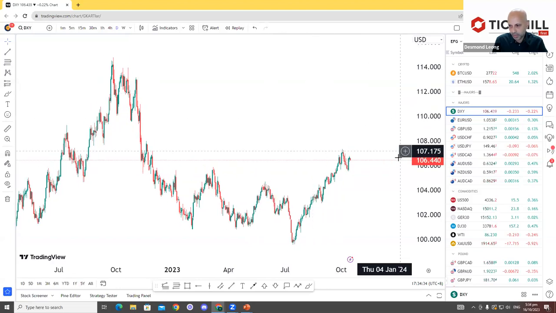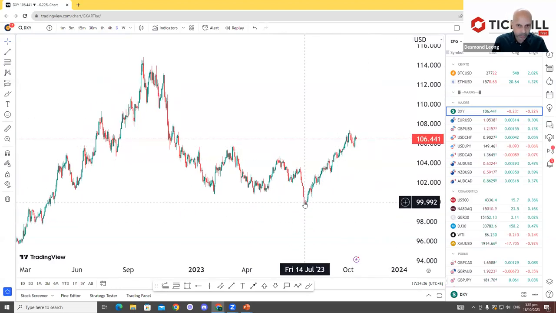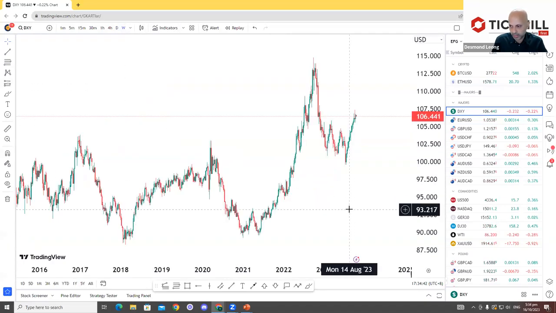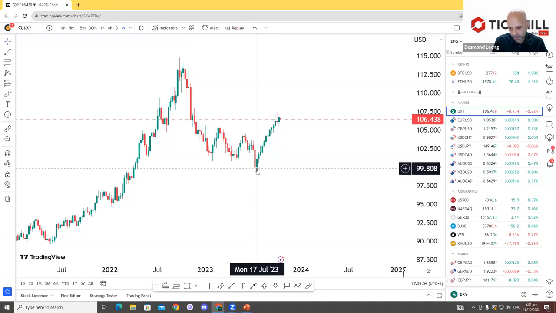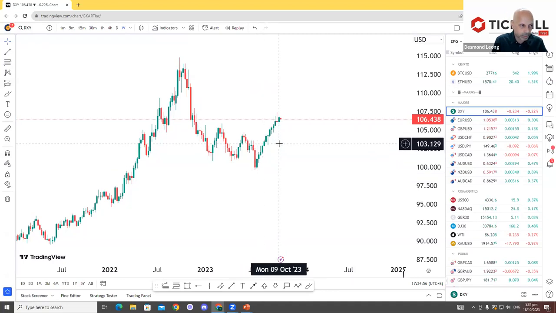So as you've seen, since mid-July, the dollar index has been in a strong bullish uptrend. And if you look on a weekly time frame, not including this week, but the past 13 weeks, we have seen 12 strong weeks of gains for the dollar index out of 13. So since 17th of July till last week, there have been 13 weeks, out of which we've seen 12 weeks of strong gains for the dollar index.